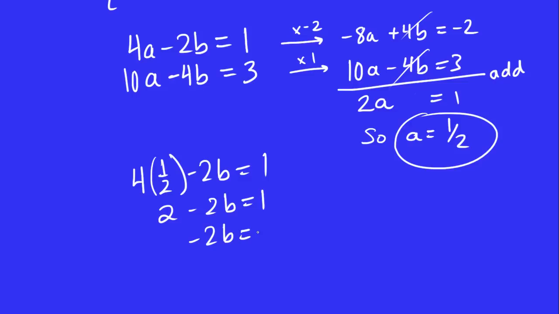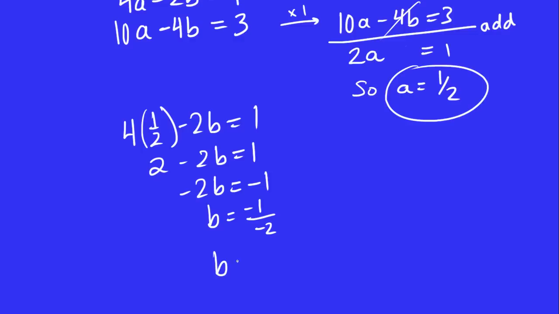So it's 1 minus 2, which is negative 1. So b is negative 1 over negative 2. But that's the same as positive 1 over 2. I'm just being picky here. Let me write it like this. So b is equal to 1 over 2. Those are our two answers, okay? So we finished this problem. So this is our answer, okay?